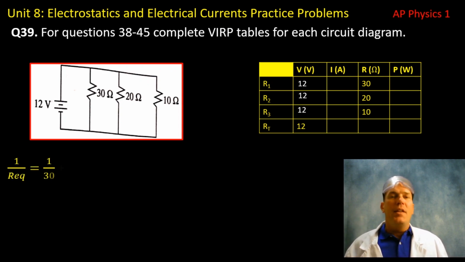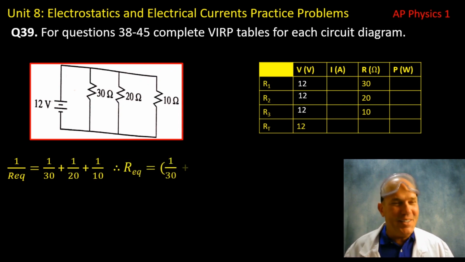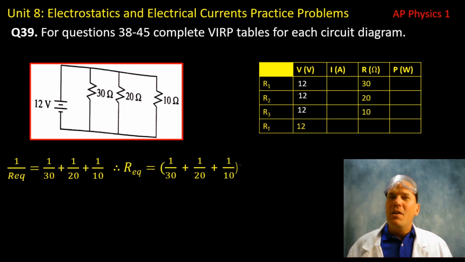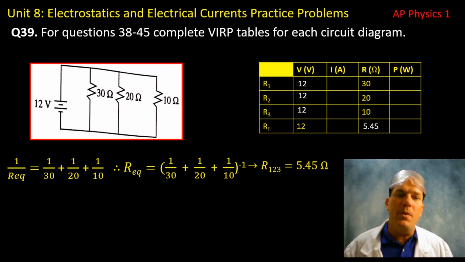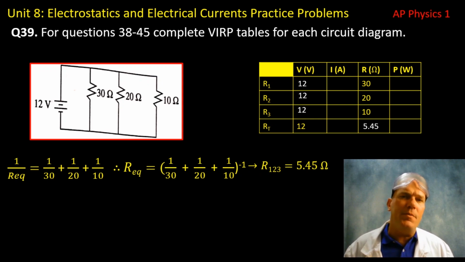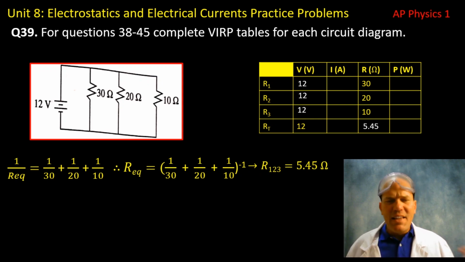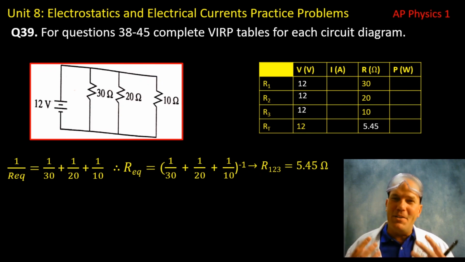This means that our next step could be calculating the equivalent resistance. Again, you see a pattern here. The 1 over 30 plus 1 over 20 plus 1 over 10, and the inverse of that will give you the equivalent resistance, in this case for the entire circuit, to be 5.45 ohms. Please note that 5.45 ohms is less than the resistance of any of the individual resistors, which is further affirmation that you're doing these problems correctly.